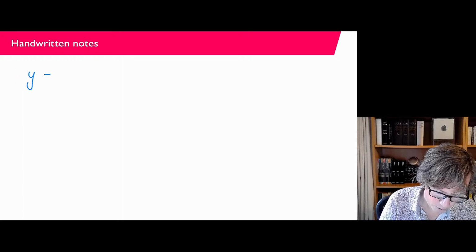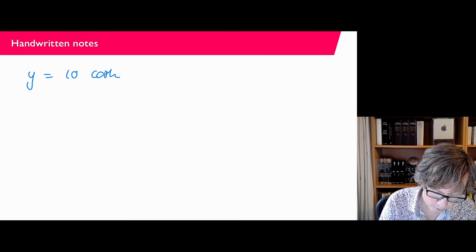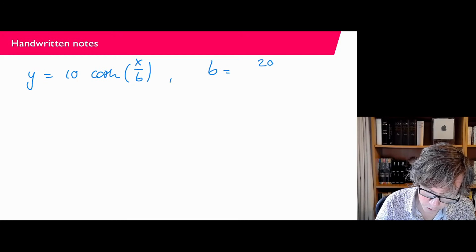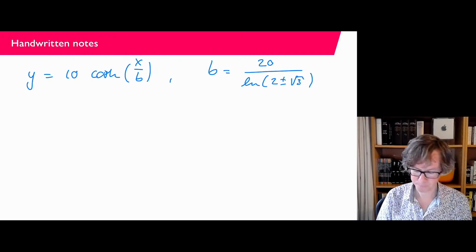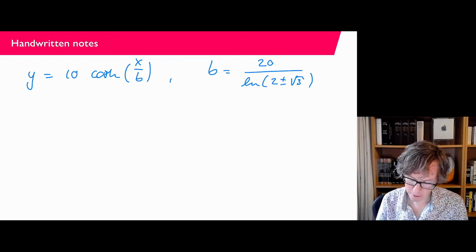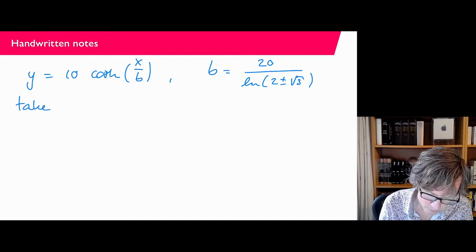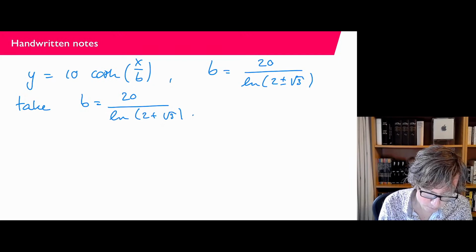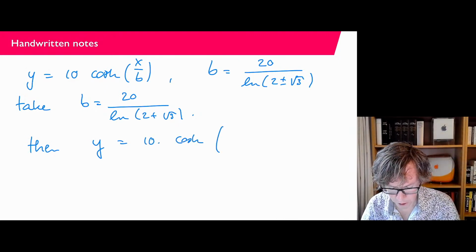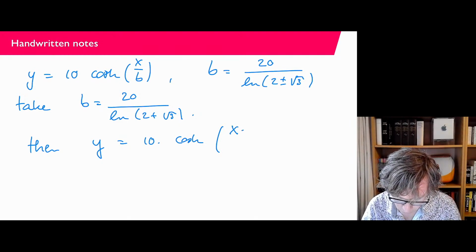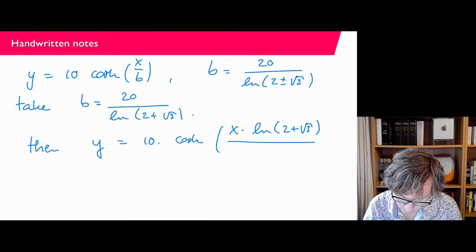So we have that y is 10 cosine hyperbolic x over b, and b is 20 over ln 2 plus or minus square root of 3. So let's pick this one. So then we get x over b, so that's going to be x times ln 2 plus square root of 3 over 20.